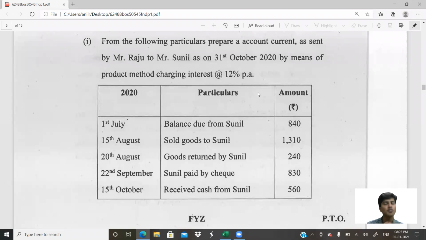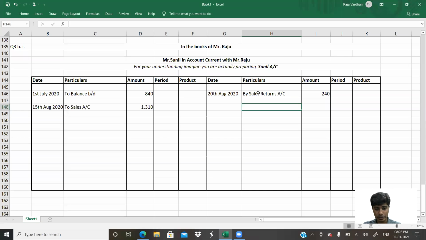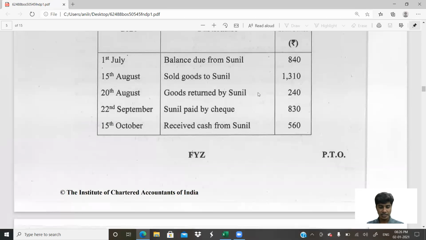Next, after that, we have 22nd of September. Sunil paid by check. When Sunil paid us by check, we received the check. Bank account has to be debited. Sunil is the giver of benefit, or Sunil is the debtor decreasing, credit. So the journal entry will be bank account debit to Sunil account. So in the Sunil account, I'll write by bank 830 rupees. This is happening on 22nd September 2020.